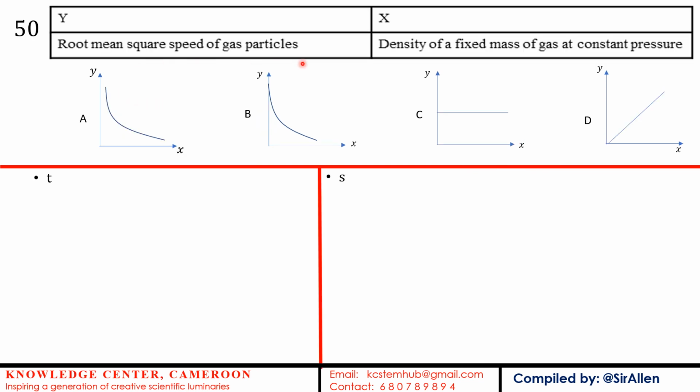Root mean square speed of gas particles, density of a fixed mass of gas at constant pressure. All right, so let's do the maths. Oh, I've not demonstrated this, but I've solved this problem in paper 2. So please make sure you check out the root mean square speed of gas particles and the density of a fixed mass of gas in paper 2. I've solved and demonstrated it, because the root mean square speed is of course the square root of 3 times the pressure divided by the density. So there's some sort of inverse relationship going on there, so you clearly see this relationship. But again, please make sure you check out paper 2 of the physics.